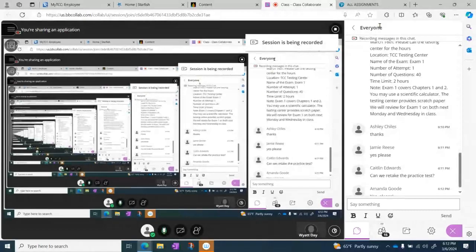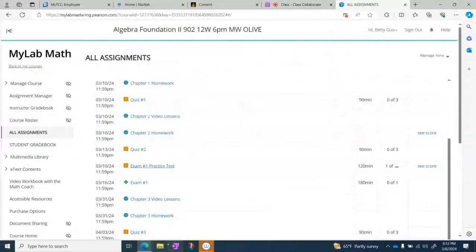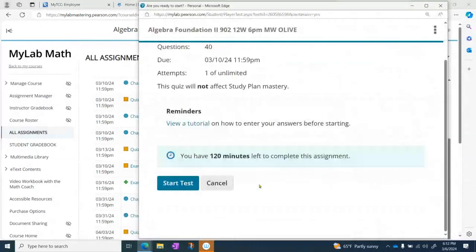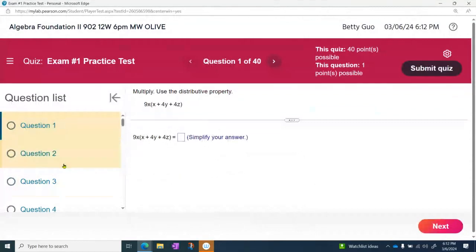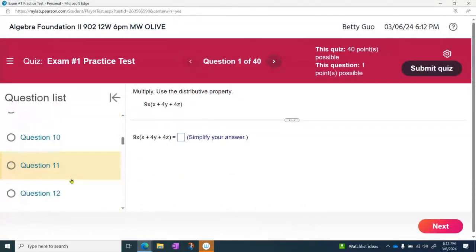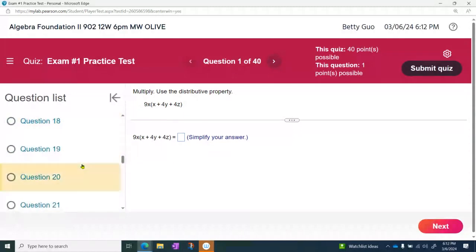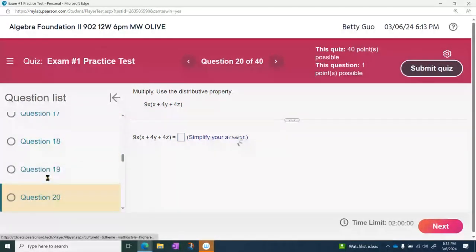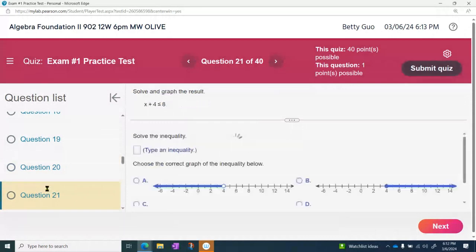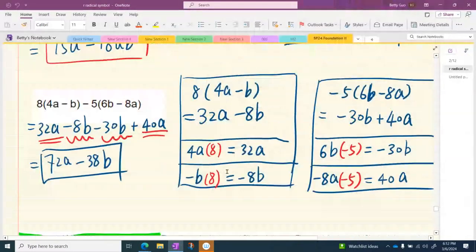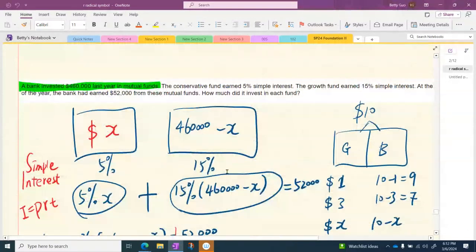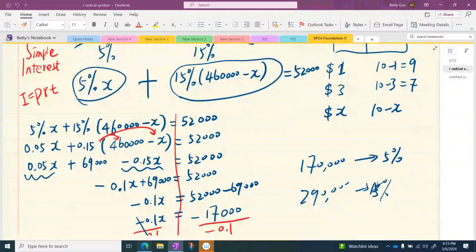We're going to continue review for the first exam in Pearson. Start test. There's no option to see what we did last time, so let's start it. 40 questions. I think we did half of it. We did this one. Let me get my OneNote. The last question we did is this bank investment problem.